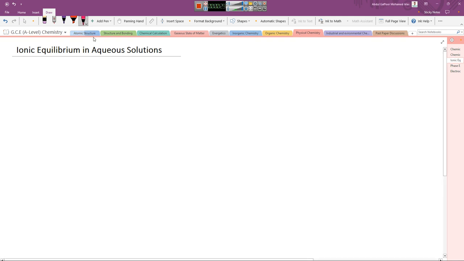So now first we have to talk about solutions, right? So here a solution is a homogeneous mixture of two or more substances. So this is the basic definition of solutions, right?